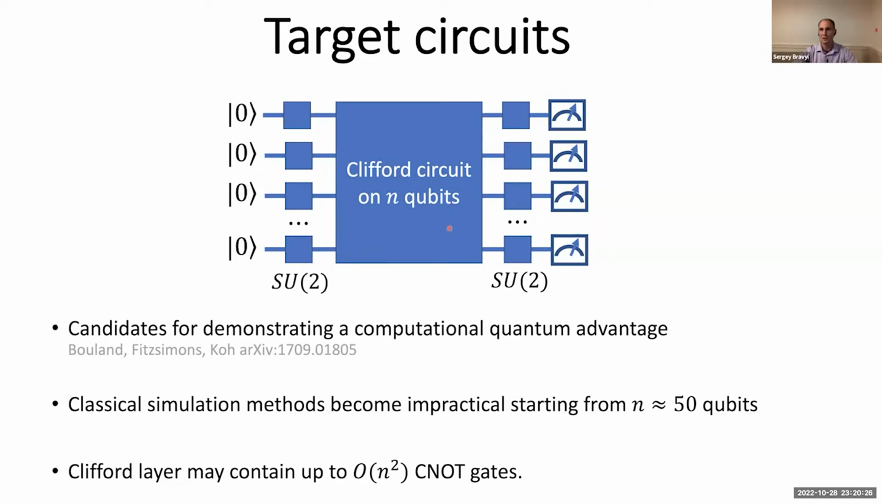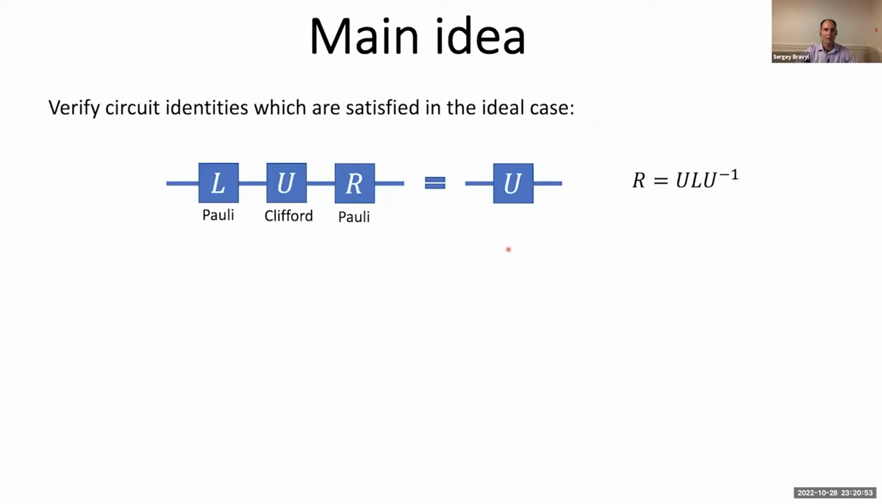It is known that the CNOT cost of a Clifford operator on n qubits can be of order n squared in the worst case. So if n equals 50, we are talking about a few thousand CNOT gates. And I will make a simplifying assumption that these single qubit gates are noiseless. Okay, and the main idea is to detect errors by verifying circuit identities which are satisfied in the ideal case.